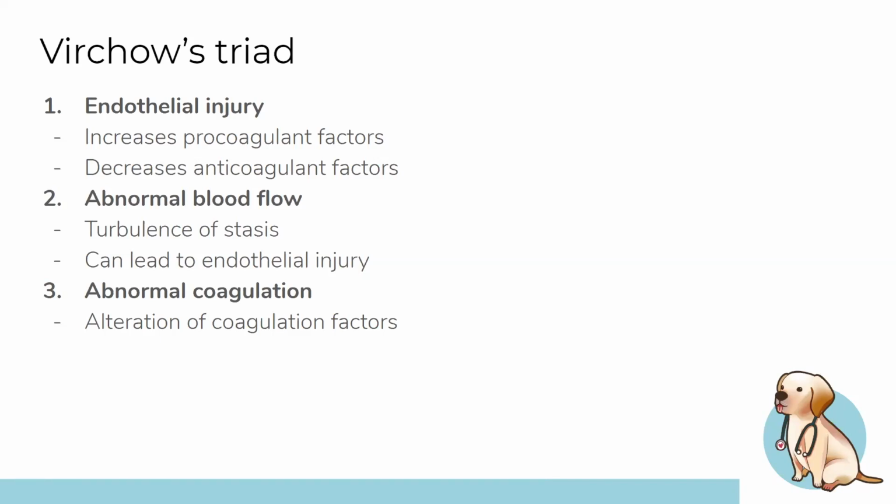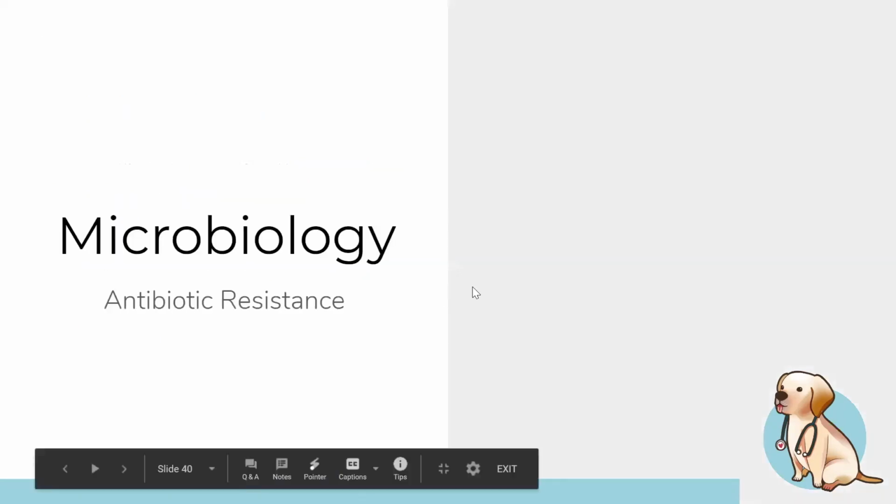So, two extremes. And then we've also got abnormal coagulation. This is when the factors and the cascades that you actually get are abnormal. For example, it might be a mutation in your prothrombin or your factor 5, factor V, or whatever. All right, so that takes us to the end of hemostatic disorders.